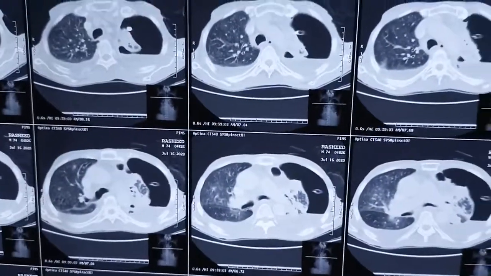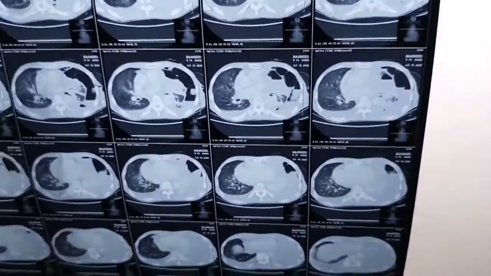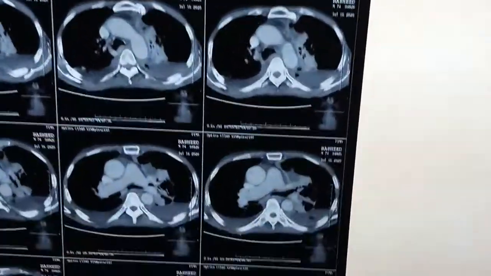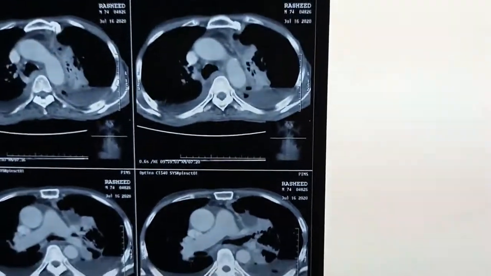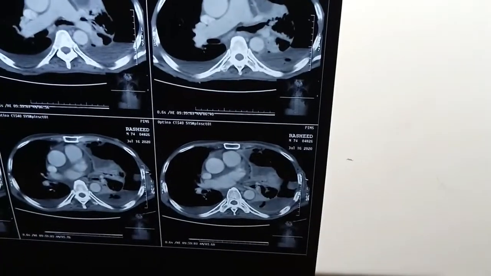There is another lesion, which is called the pleural-based nodule, which is also appreciable in the previous scan which I left. Look at this. There is a pleural-based nodule as well here. So all this goes in favor of a neoplastic process, most likely squamous cell carcinoma.